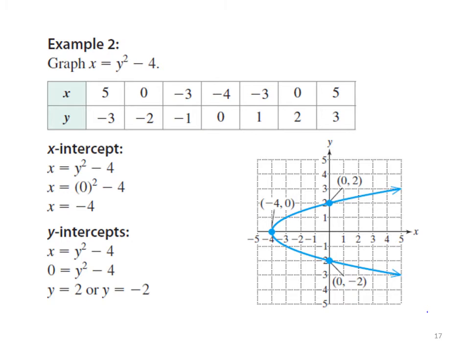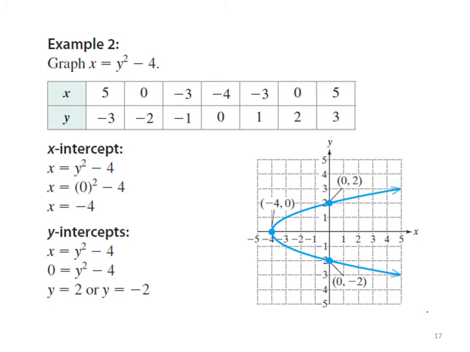For the y-intercepts, we have 2 points. You have 0 and 2, and 0 and minus 2, because the graph intersects the y-axis in 2 points. Now you should be able to find the x and y-intercept using algebra.